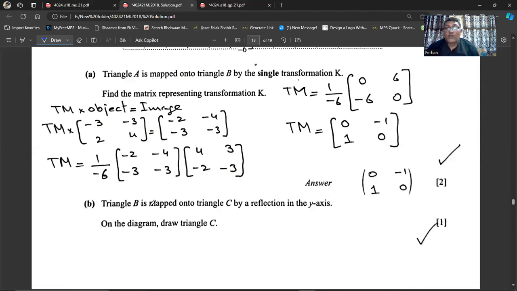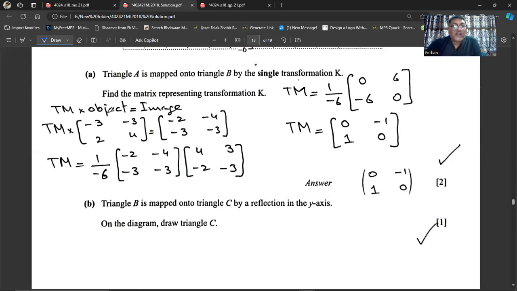So this is the method of finding the transformation matrix: transformation matrix multiplied by object equals image. I have taken 2 vertices of the object and the corresponding 2 vertices in the image. So -3, 2, -3, and 4 are the two points from the object, and their images are -2, -3 and -4, -3. When I take this matrix to the other side, its inverse will be written here. So I will write its determinant: -12 and it will become +6, so the determinant is -6. On the other side, I will write 1 divided by -6, then this matrix.